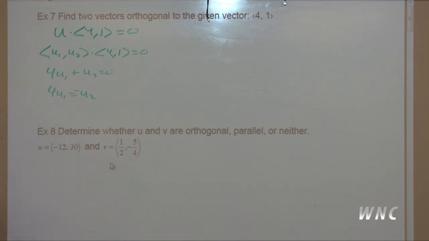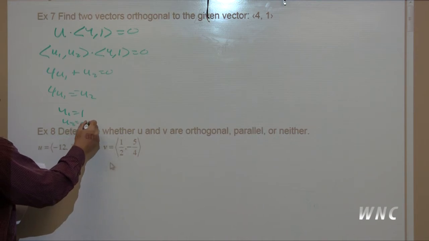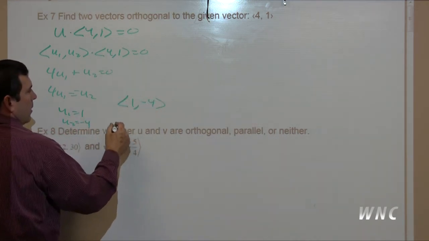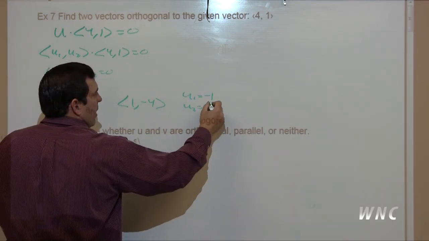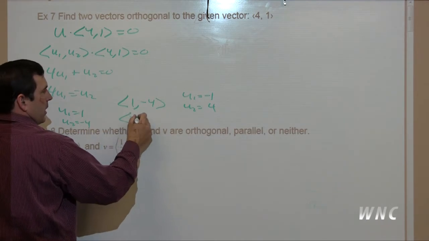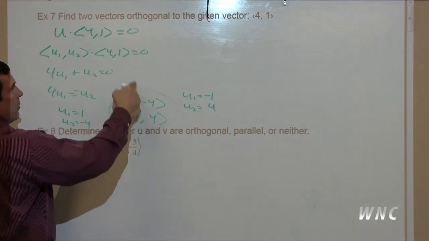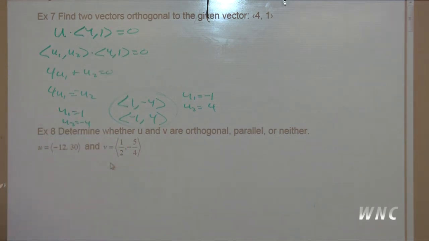You can think, okay, what if u1 equals 1? Well, then u2 must be negative 4. So one vector would be 1 comma negative 4. If u1 equals negative 1, then u2 equals positive 4. Negative 1, positive 4. Here are two vectors that are going to be orthogonal to our given vector. Those aren't the only choices. You could say u1 equals 2, u2 equals negative 8. That's what I went with.